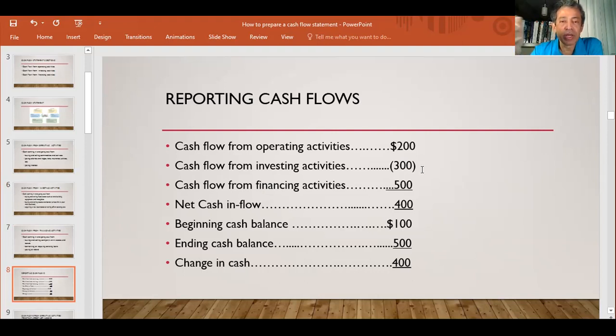And that should explain the change in cash. Our beginning cash balance, at the end of last year, was $100, and at the end of this year, the cash balance is $500. That means the change in cash was $400, and that's exactly equal to our net cash inflow. So if you have net cash inflow, your cash balance should have gone up. If you have net cash outflow, combining all three sections, then your cash balance would have gone down.